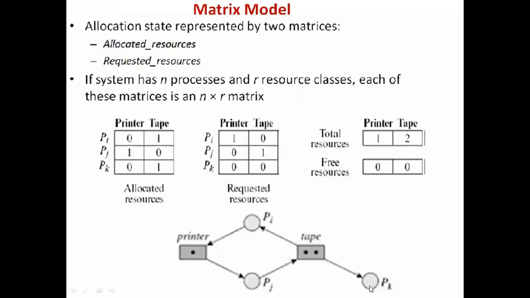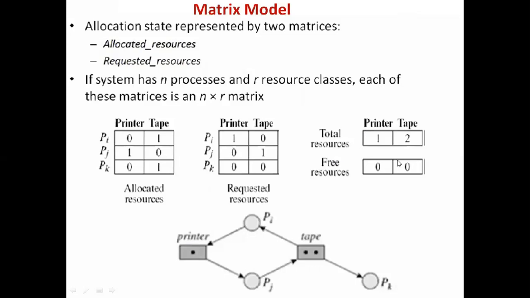So this process PJ, this process PK is not requesting any resource. Hence, I can write here 0, 0. And regarding the total resource, this structure indicates what all the available resources are there in the system. As you can see here, we have the printer, and the number of printers available in the system is only 1. Hence, I can write here 1.